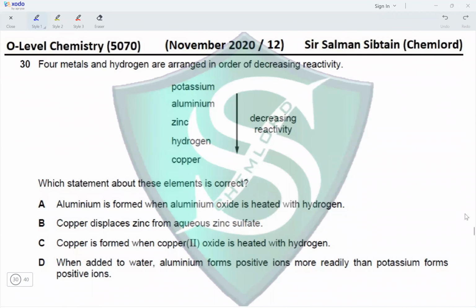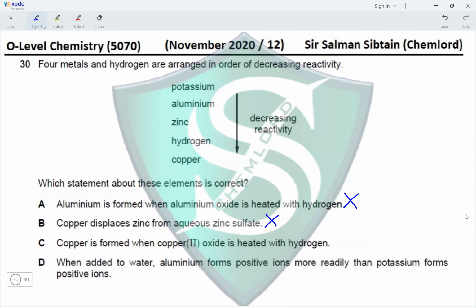Question 30. Four metals and hydrogen are arranged in order of decreasing reactivity. Yes, this is part of the reactivity series of metals. Which statement about these elements is correct? Aluminum is formed when aluminum oxide is heated with hydrogen? No. Aluminum is formed when aluminum oxide is dissolved in cryolite and electrolyzed. Copper displaces zinc from aqueous zinc sulfate. No, copper is less reactive than zinc, so it will not react with zinc sulfate.